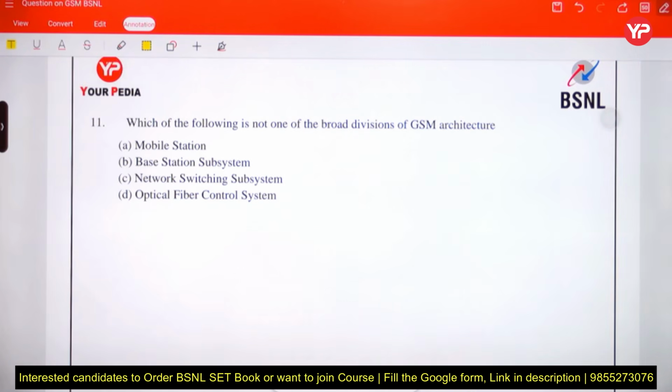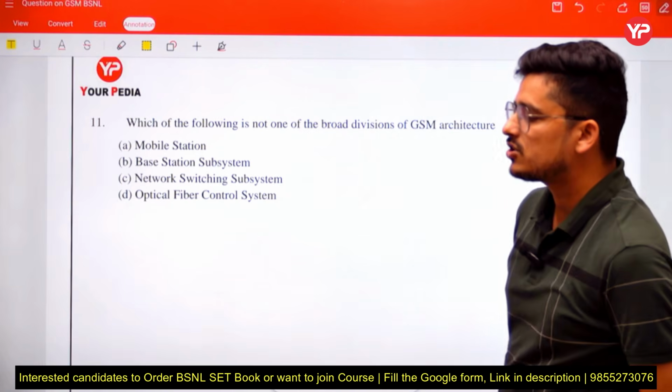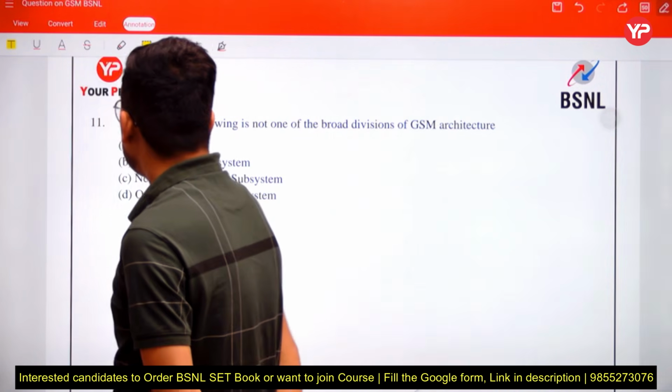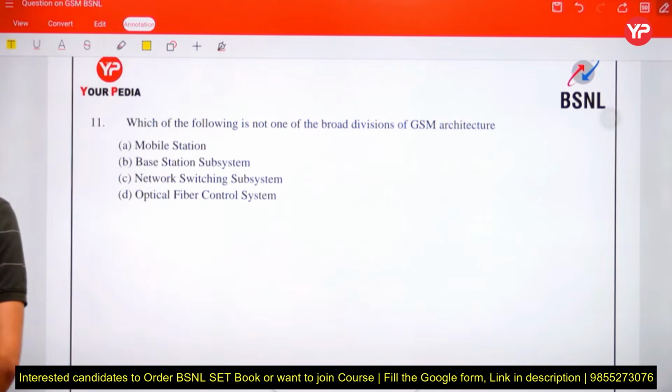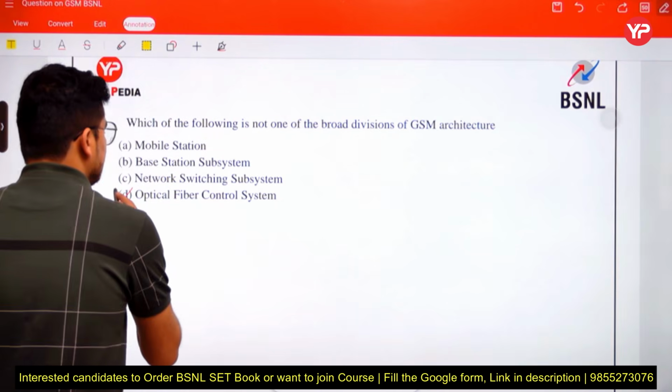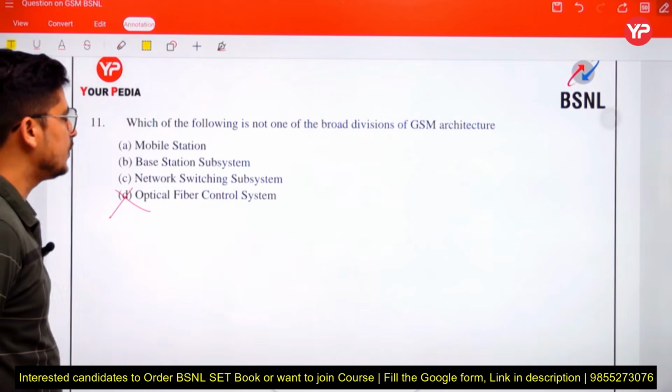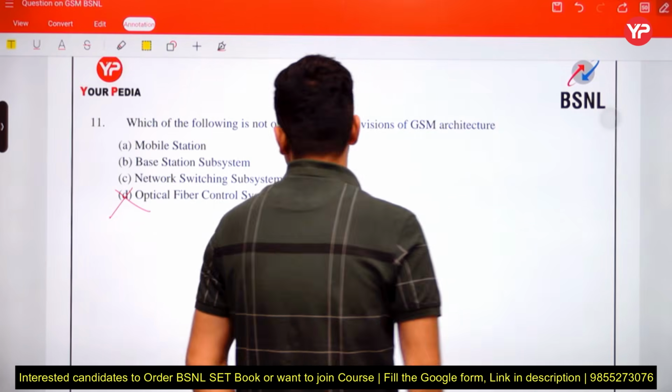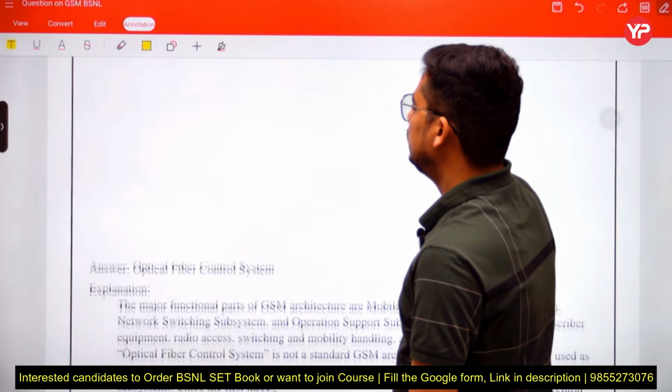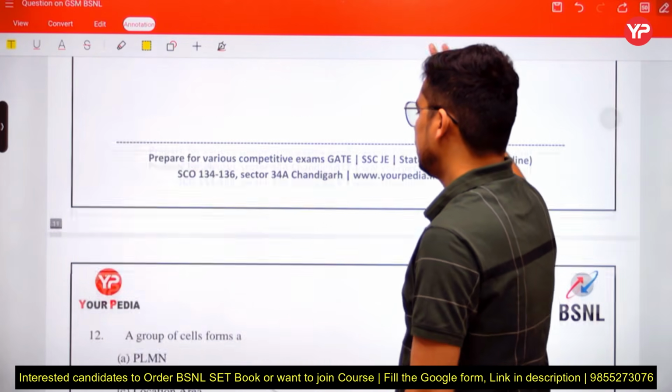Whenever we go for the GSM architecture, we will have the mobile station, the base station, and the network switching substation, but this optical fiber control system is not there. So the answer will be D. That will not be part of your system.